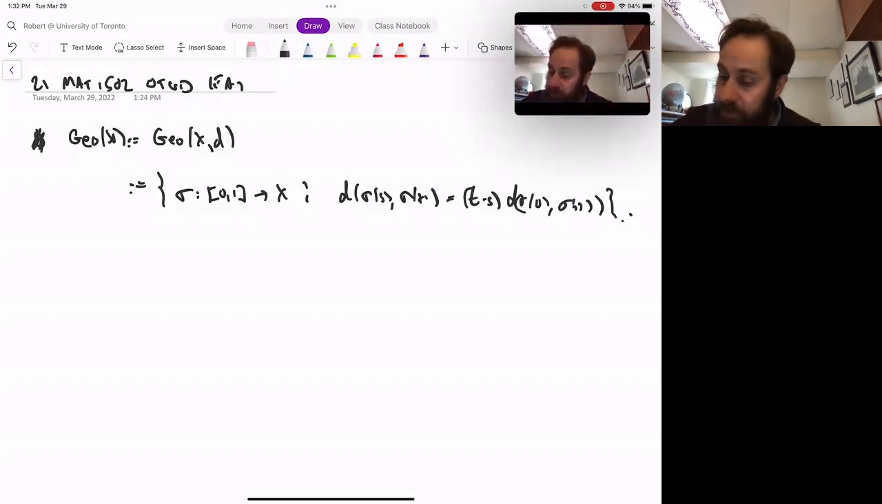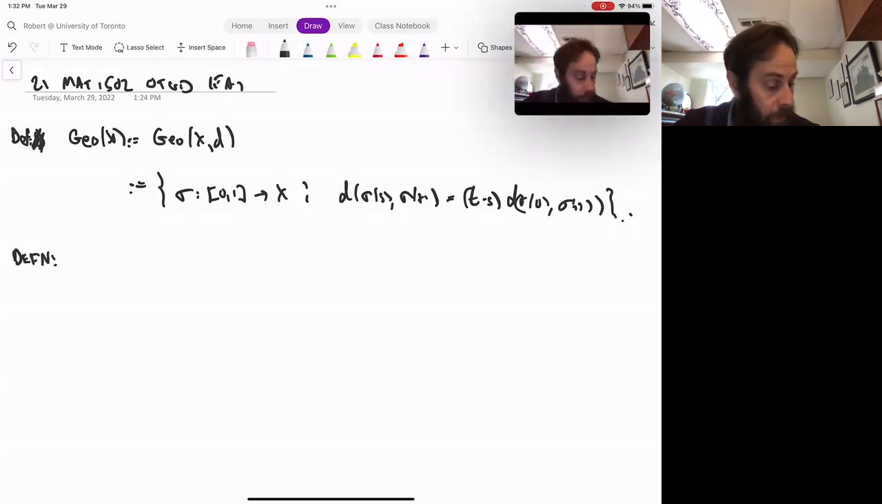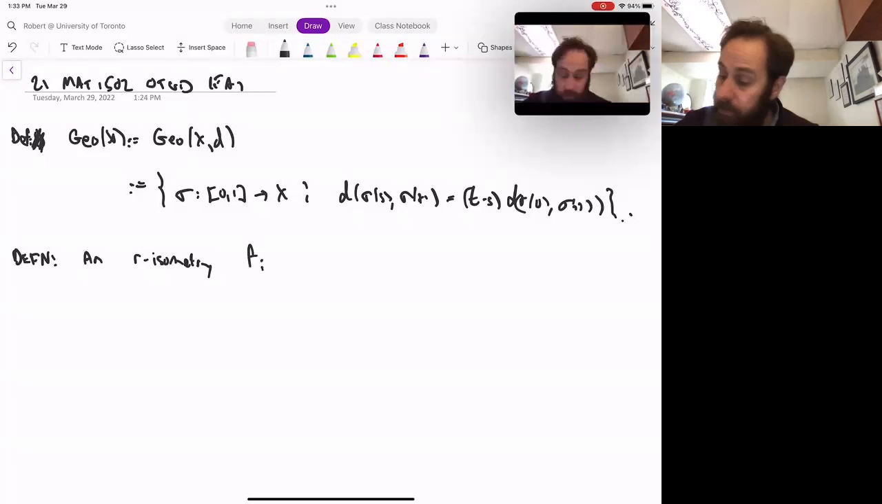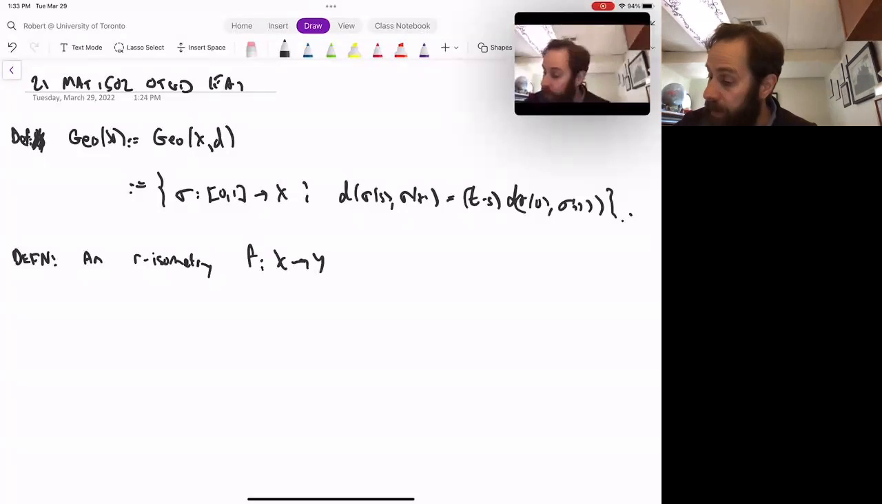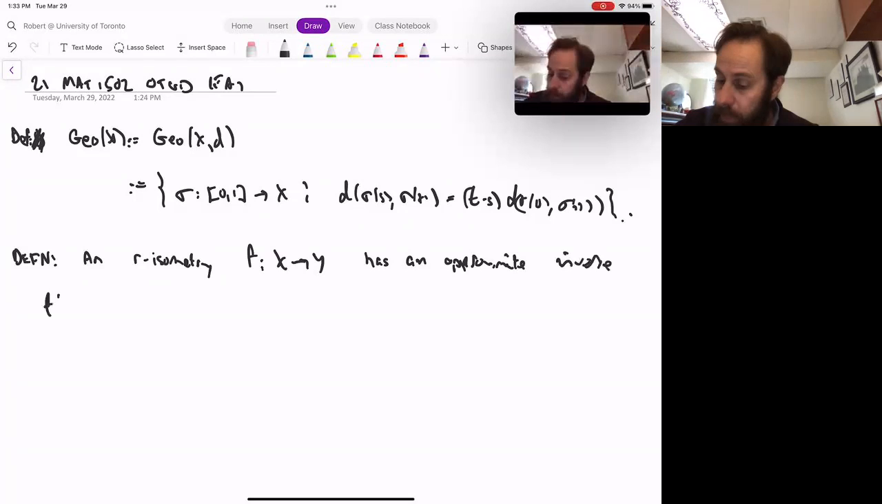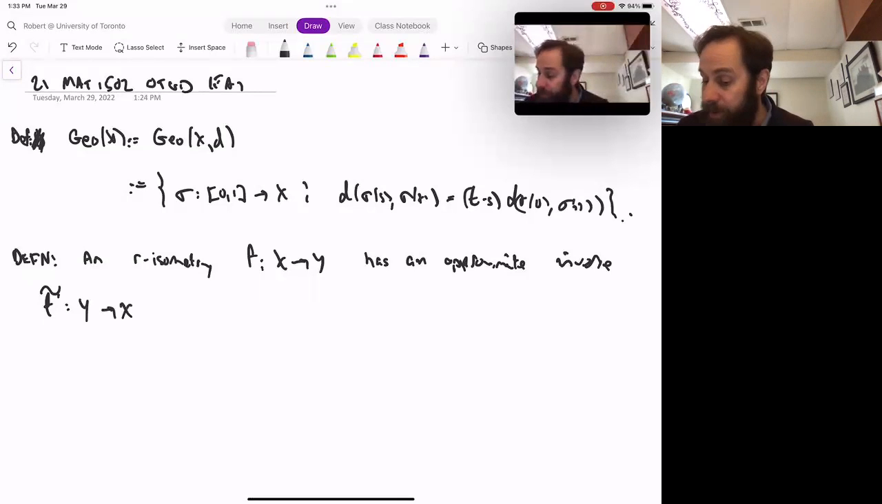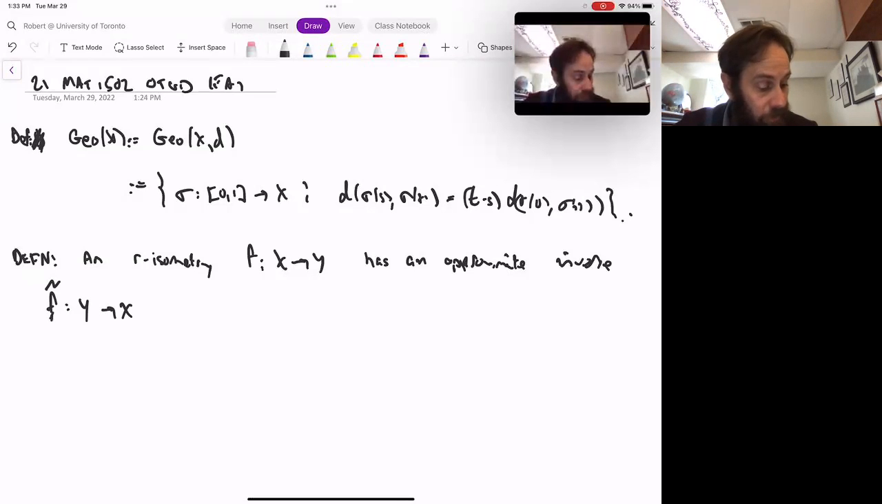And another definition. When I have an epsilon isometry, or R isometry, F between two spaces, then it always has an approximate inverse, F tilde, taking Y to X, which can be defined as follows.